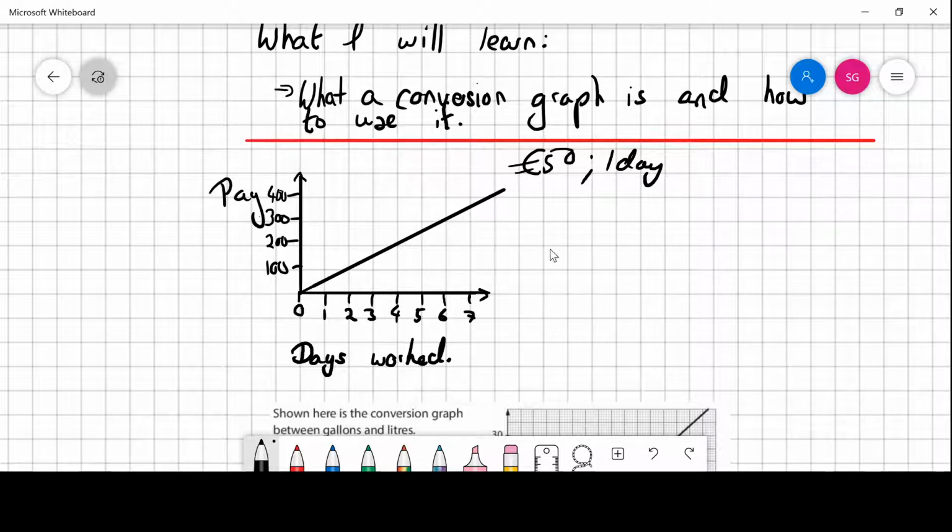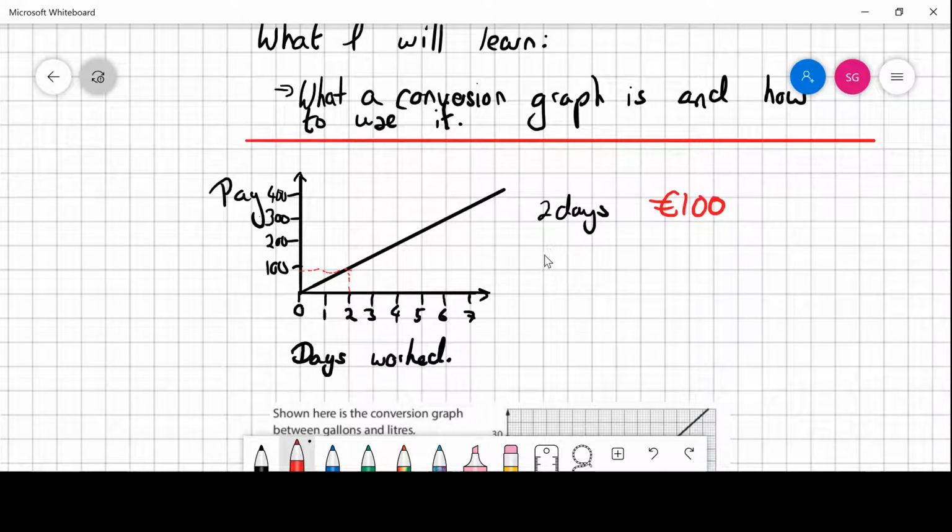So if I was to turn to you and ask, how much did you get paid for 2 days? Now, you could use the ratio here, but imagine you're not even given that. Or imagine it isn't €50, it's some really awkward number per day. Well, you can look at the graph and go, okay, 2 days. We'll dot our way up there to this point and then dot our way across and go, yep, €100, okay?